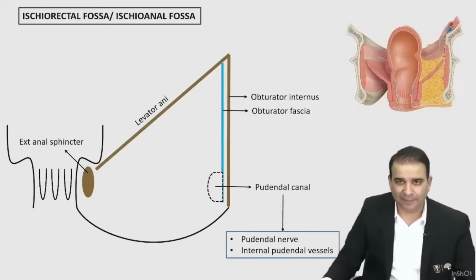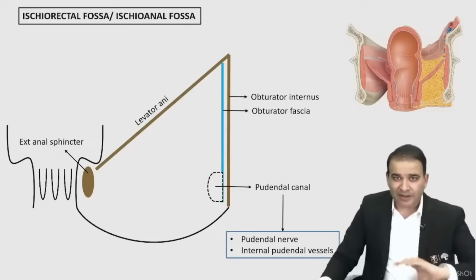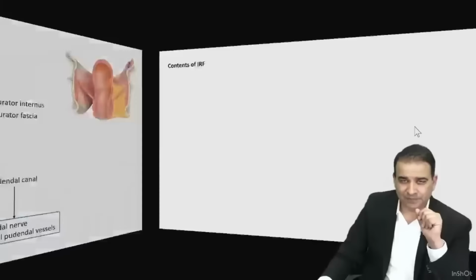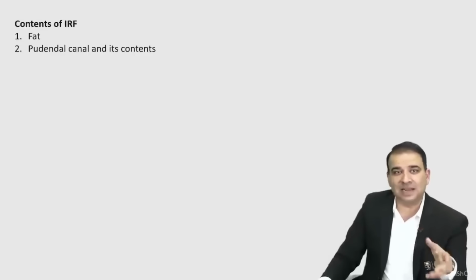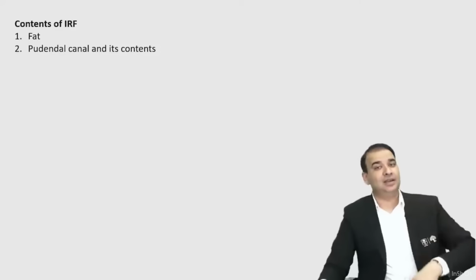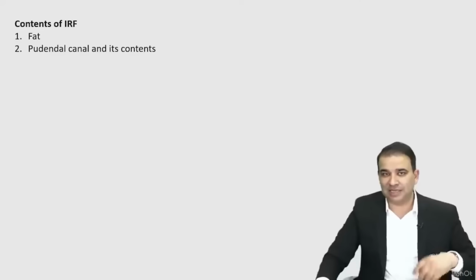Now, if you look at the contents of the ischiorectal fossa overall, what are they? The contents of the ischiorectal fossa are definitely the fat. Okay. Pudendal canal and its content: what is there in the pudendal canal, guys? The pudendal nerve is there, the internal pudendal vessel is there. And the next content is the one on which the clinical question is asked. See, what content is that, guys?